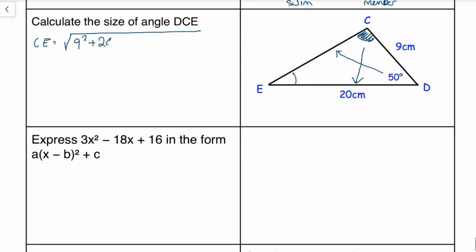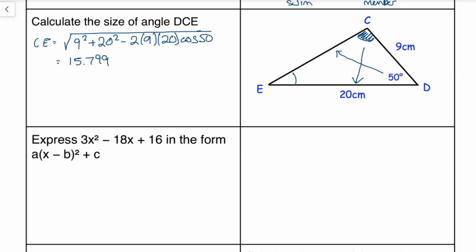So CE squared is going to be the other sides squared and added together, so 9 squared plus 20 squared minus 2 times 9 times 20 times cos of the angle in between, which is 50. I'm going to get my calculator out and very carefully work that out, because obviously that's key to what I'm doing. So that's 9 squared plus 20 squared minus 2 times 9 times 20 times cos 50, which is equal to 15.798 or 15.799. So 15.799, at least a few extra decimal places because I'm going to use that number now.